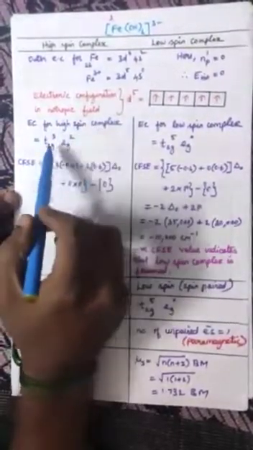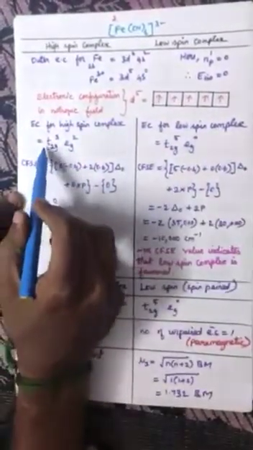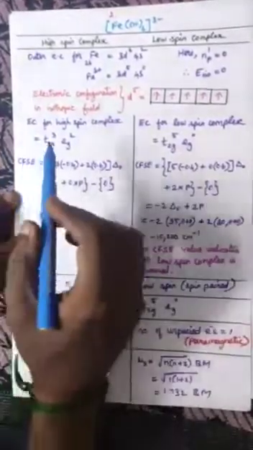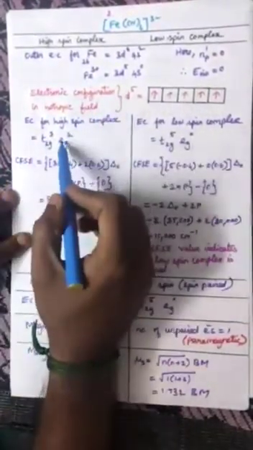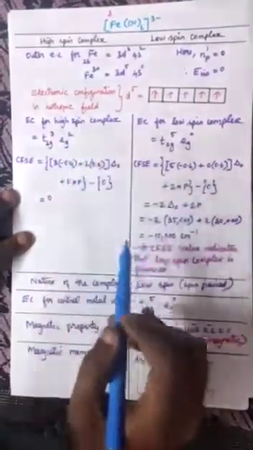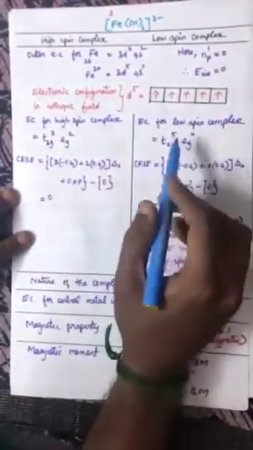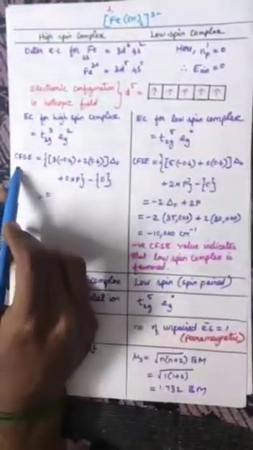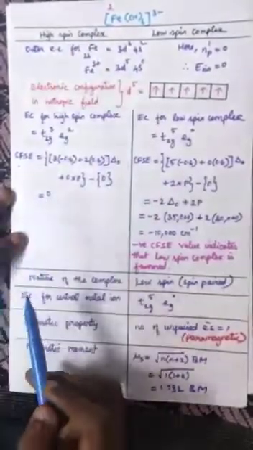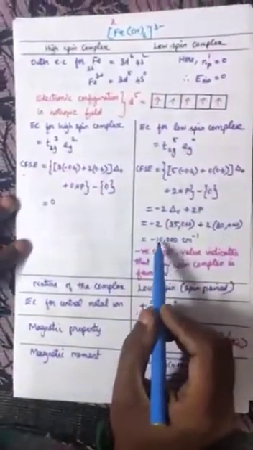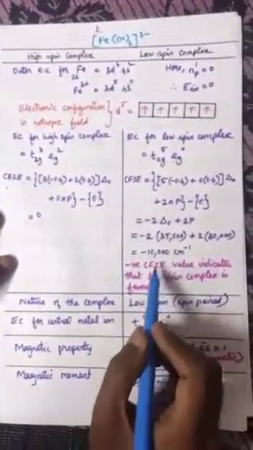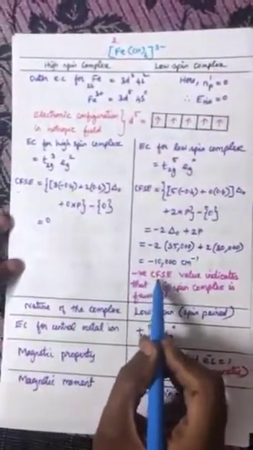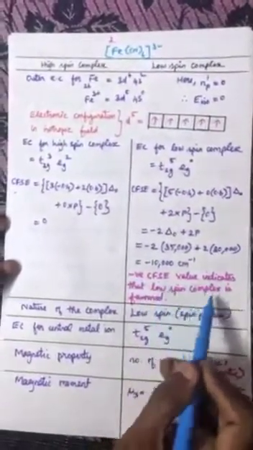Here I am going to write the electronic configuration for high spin complex and low spin complex. High spin complex means no pairing of electron takes place, so T2G power 3 and the remaining electrons go to the higher EG orbital, so EG power 2. Here low spin means pairing of electron takes place very easily, T2G power 5, EG power 0. So I am going to calculate crystal field stabilization energy for these two electronic configurations. For high spin complex I am getting the value as 0. For low spin complex I am getting the value as minus 10,000 per centimeter. Here I have got the value in negative term. Negative crystal field stabilization energy value indicates low spin complex is favored.